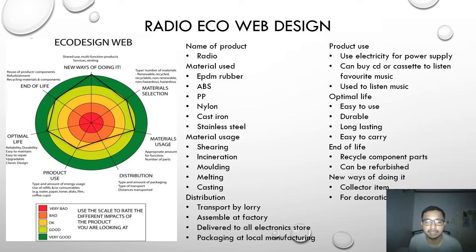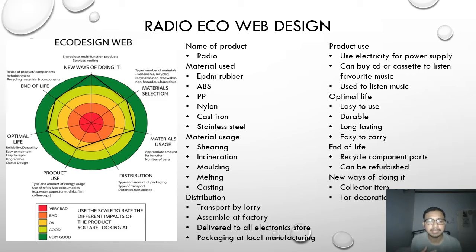assembled at the factory, delivered to all electronic stores, and packaged at local manufacturing. Transportation by lorry uses gas combustion and produces air pollution, and it will make the ozone layer thinner. This is very dangerous, and we need to redesign it to reduce transportation by lorry.